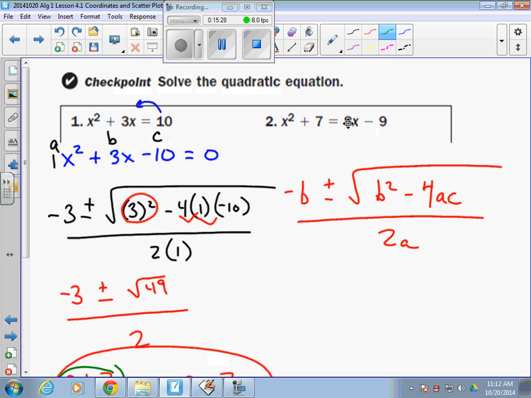Okay? Do the same thing with number 2. Plug the values in. Notice you want to keep a as a positive number. So move 8x and move negative 9 over. I'm not going to erase the quadratic formula yet. Take about 45 seconds or so. See if you can plug the right numbers in the right spot.